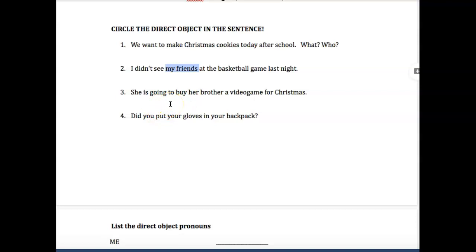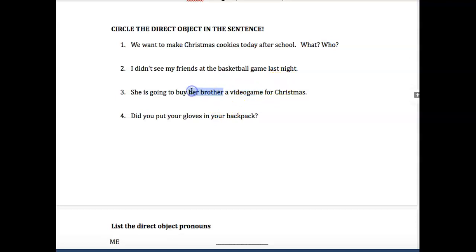She's going to buy her brother a video game for Christmas. You have to be careful with this one. So, is going to buy is the verb. Is going to buy what? Is going to buy who? Now, she's not going to buy her brother. He's not for sale. She's going to buy what? She's going to buy a video game. So a video game is the direct object.